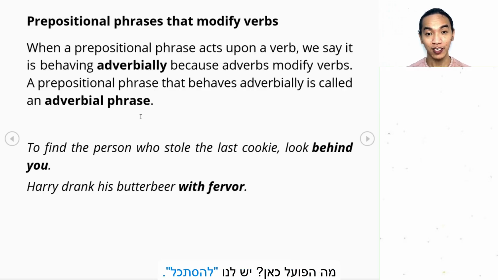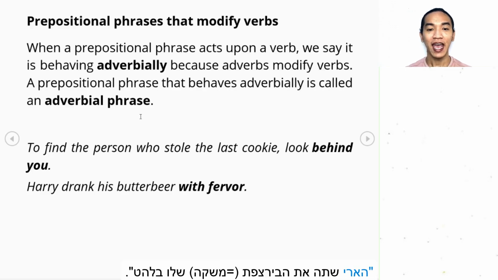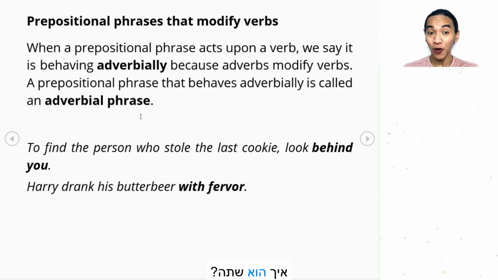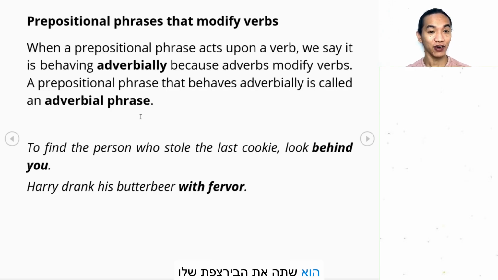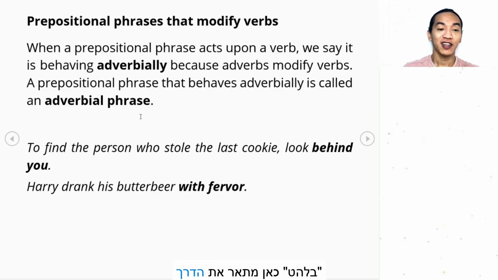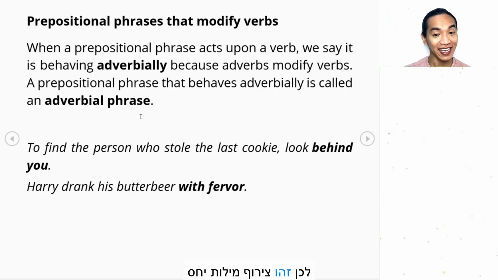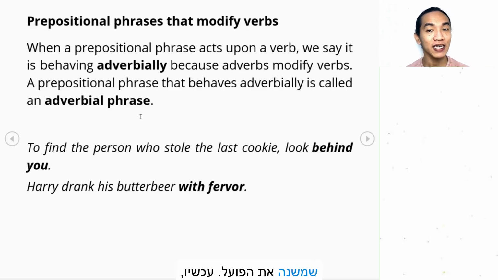Look, and it's being described by the verb, or the prepositional phrase behind you. Harry drank his butterbeer with fervor. Okay? Now how did he drink his butterbeer? With fervor. So with fervor here describes the way he drank. So that is a prepositional phrase that modifies your verb.